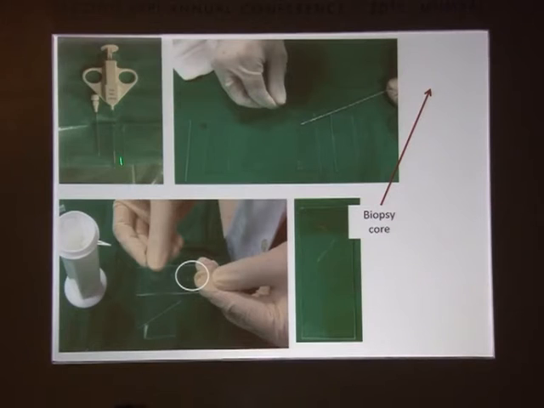Okay, so this is that needle, the true cut biopsy needle. You can see here the slots. The tissue is already taken. It is within the needle. Now tissue is displaced on the slide. And this is the biopsy core. This is how it looks. So only one biopsy core is taken for your on-site adequacy.